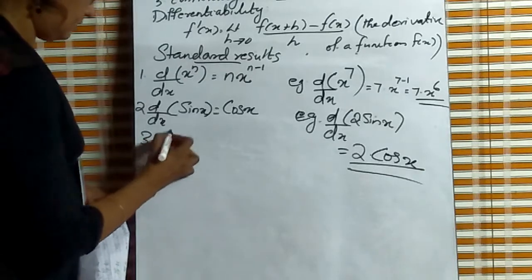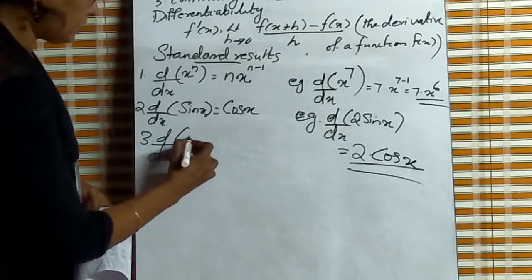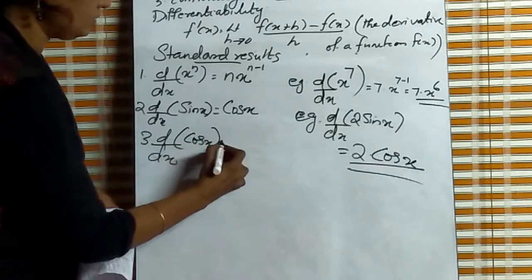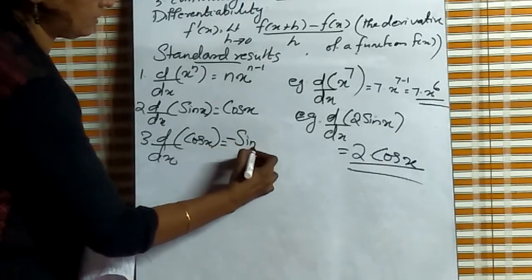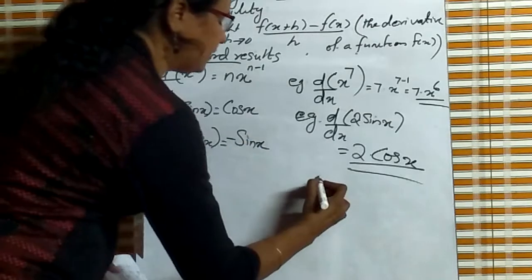Then the third result is d by dx of cos x is equal to minus sin x. D by dx of cos x is equal to minus sin x.